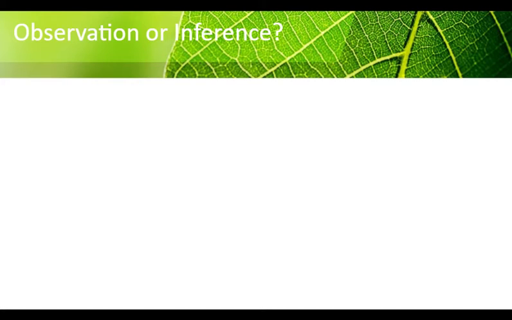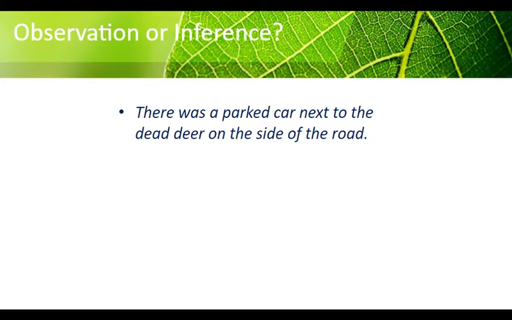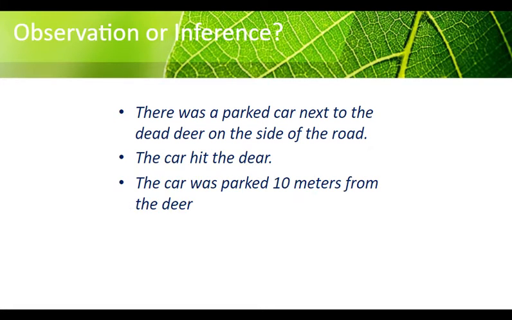Here are some observations and inferences. As they come up on the screen, think to yourself if this is an observation or an inference. There was a parked car next to the dead deer on the side of the road. The car hit the deer. The car was parked 10 meters from the deer. The driver was speeding.